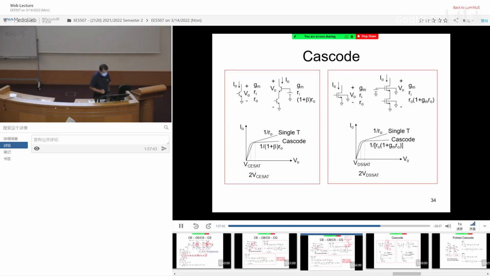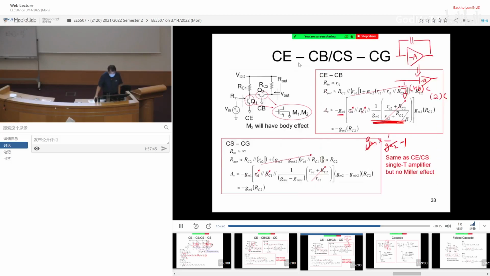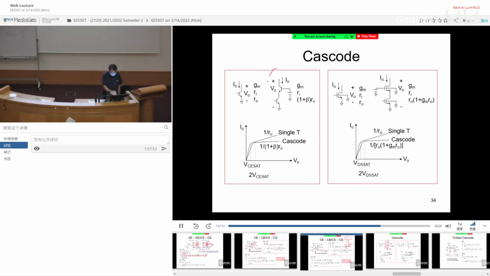So in cascode, you see, I don't need the additional RC1. Why do I need that? Remove RC1. And I end up having this guy, cascode. So cascode. Why cascode? You get rid of the Miller effect.